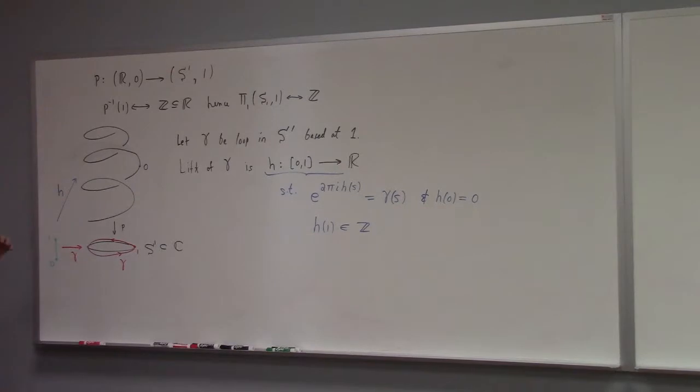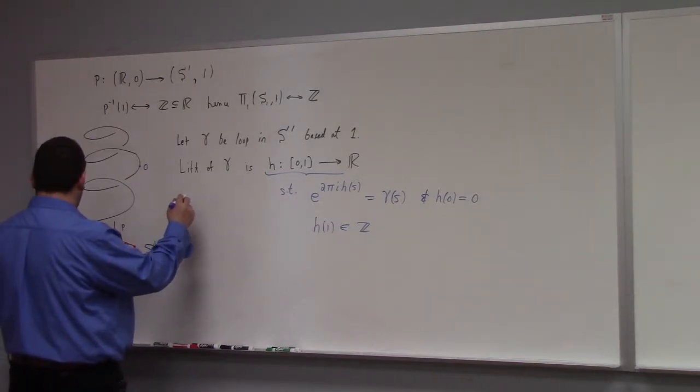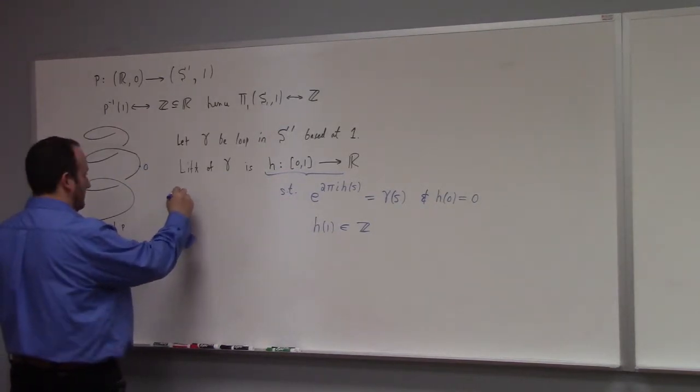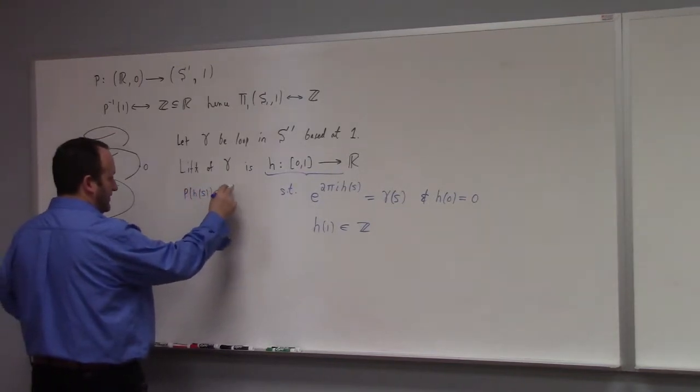So we have supplied the point which starts the lift, right? And so then the path lifting lemma says there's a unique lift, given this upper point here that we're starting at. And then what else is the condition? How's it go? P of H of S is equal to gamma of S?